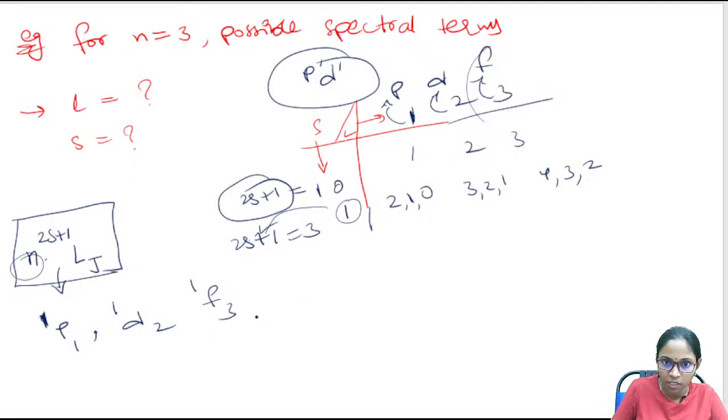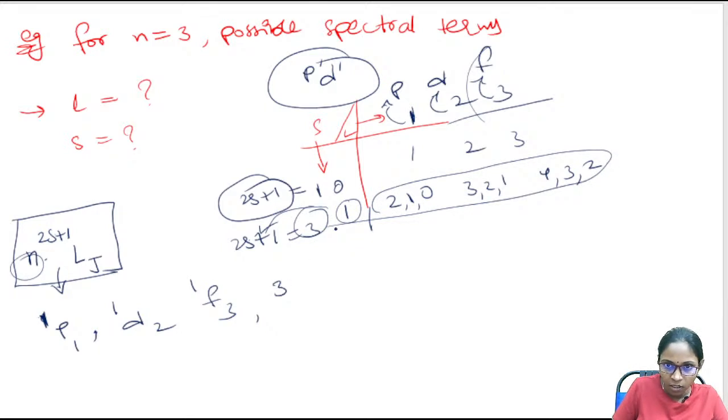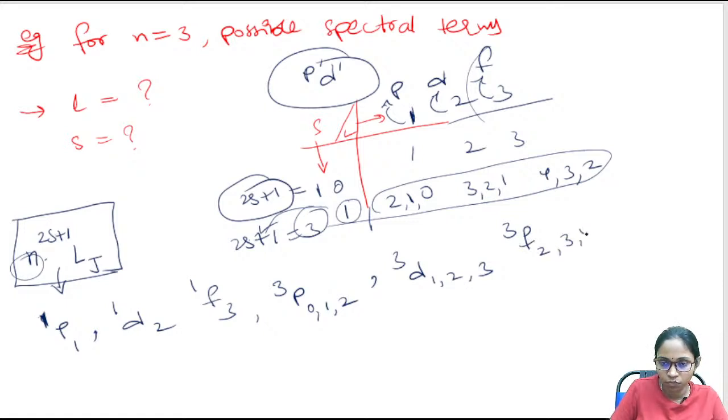For multiplicity 3, these are the J values. Multiplicity 3 and L value 1, P: J is 0, 1, 2. Multiplicity 3, L is D, and J values are 1, 2, 3. And multiplicity 3 and L is F: here J values are 2, 3, 4.